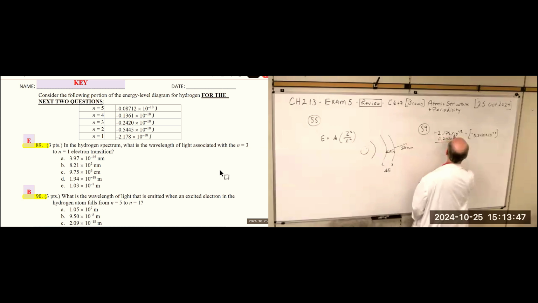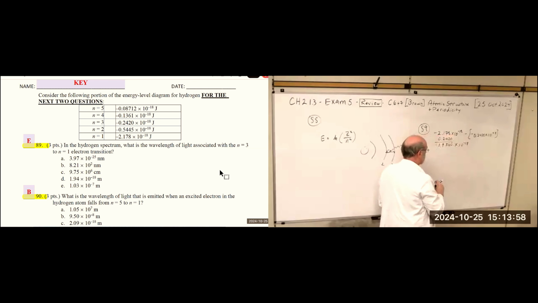So 0.6032 from 11 is 9.1.9 times 10 to the minus 18. If we're going to use Planck's equation, it doesn't matter this part. It only matters the absolute value because it's either going to be absorbed or given up for the transition.